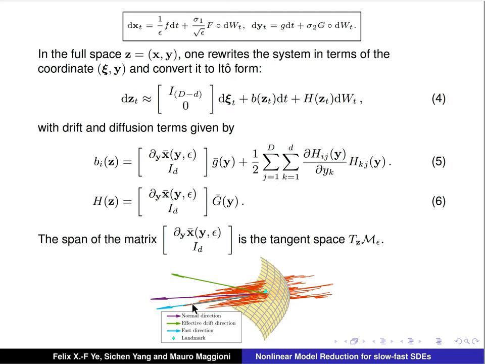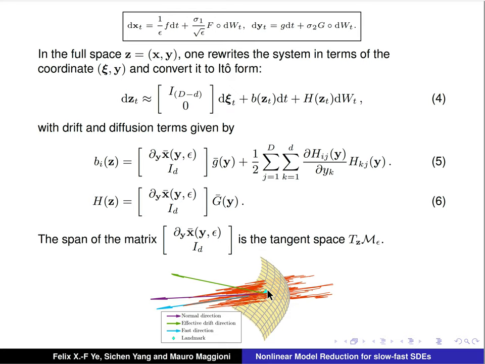So the blue arrow is the fast direction of the fast mode, and you can see the normal direction of space is the purple arrow. One particularly important observation is that this fast direction is not necessarily orthogonal to the tangent space of the invariant manifold. This is a very key thing, because later on, I need to project the point that is away from the invariant manifold back onto the invariant manifold.